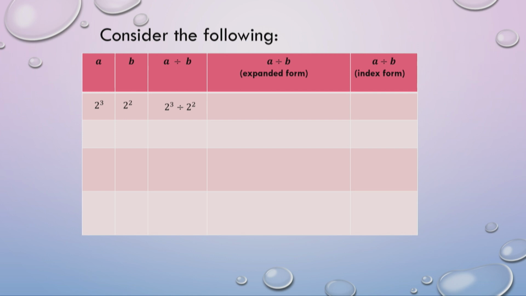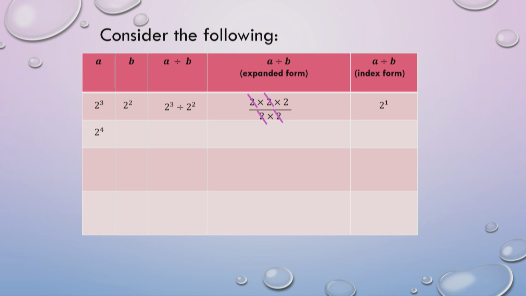If we write it in expanded form, we will have 2 times 2 times 2 over 2 times 2. Now 2 will cancel with 2. Again 2 will cancel, and I will get 2 to the power of 1 in the last column because only one 2 is left in the numerator.